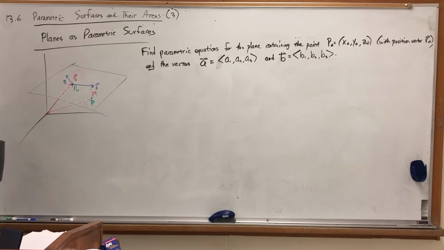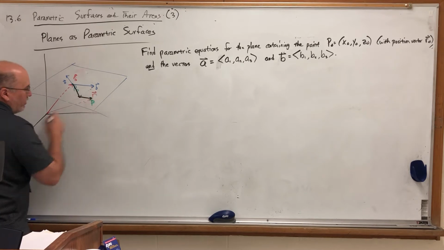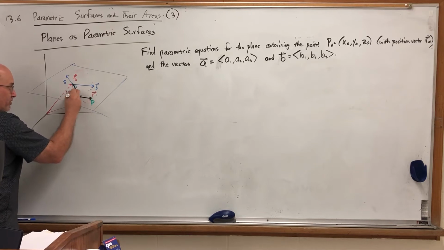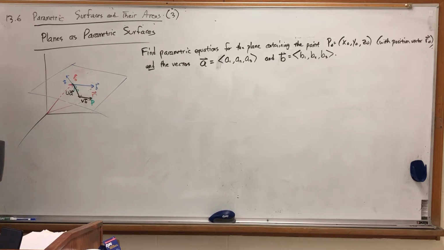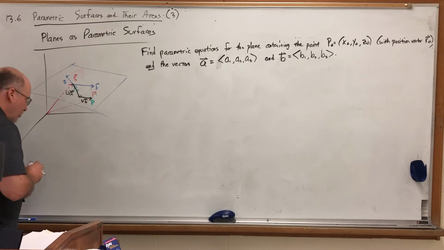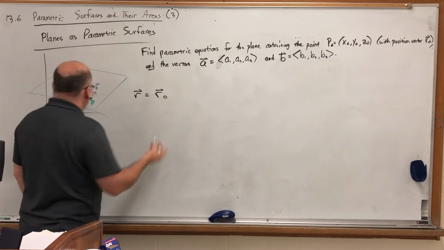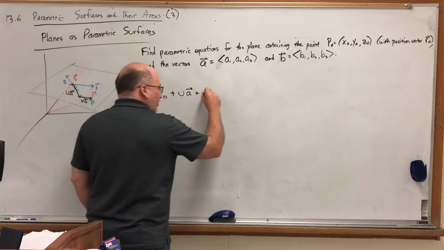Using A and B, we should be able to get from P naught to P by taking the correct scalar multiples. For example, we could go backwards some in the A direction and then over some in the B direction. So we would take some scalar multiple of A, U times A, and some scalar multiple of B, V times B, and that should get us from R naught to R. In other words, to get to R, we start at R naught, the point in the plane, and add some multiple of A, U times A, plus some multiple of B.